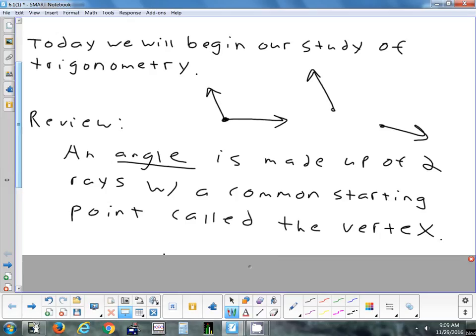So when we study triangles, technically the sides are not rays, right? They're line segments. So when we draw a triangle, we still call these three things angles, even though they're not made up of rays, they're made up of line segments. But if we draw an angle all by itself, not in a shape, that's generally how you draw it. Two rays.